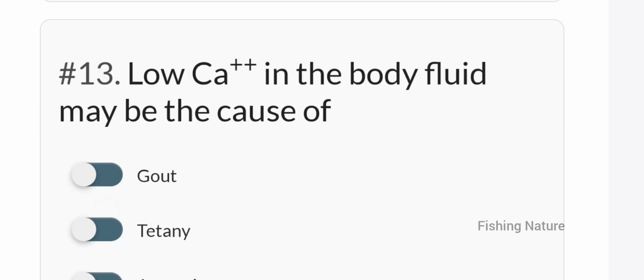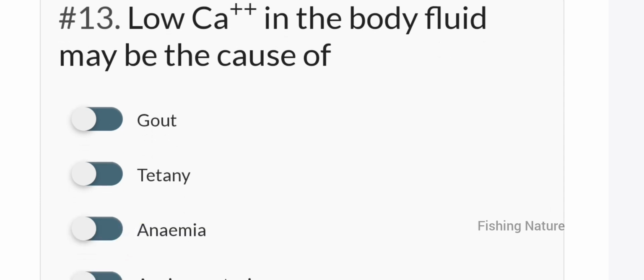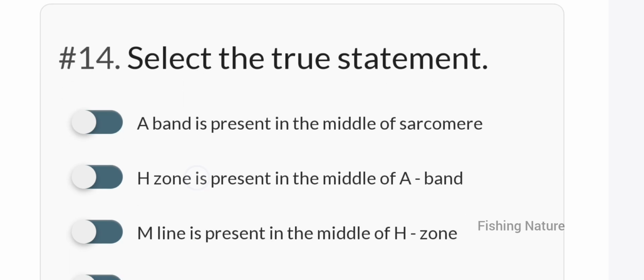Next, low calcium (Ca++) in the body fluid may be the cause of gout, tetany, anemia, or angina pectoris. Which is correct? Low calcium, meaning calcium deficiency, causes tetany. Next one, select the true statement. A band is present in the middle of the sarcomere, or H zone is present in the middle of the A band, or M line is present in the middle of the H zone, or all of these. Which is the correct statement? All of these are correct.